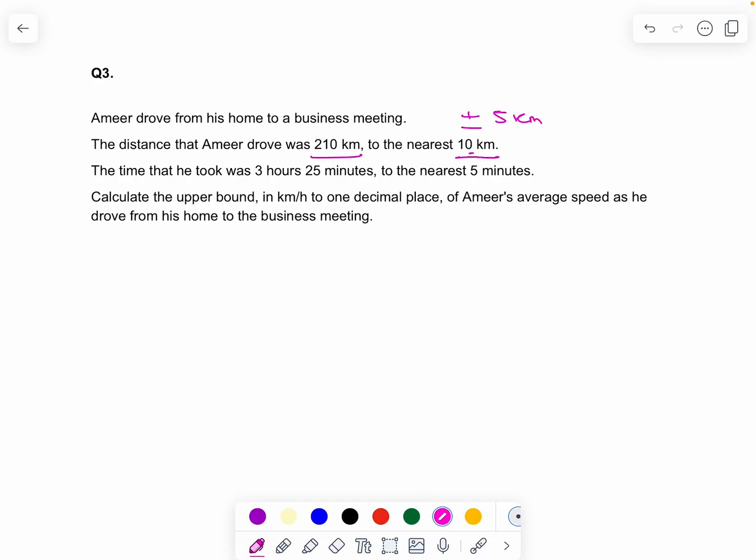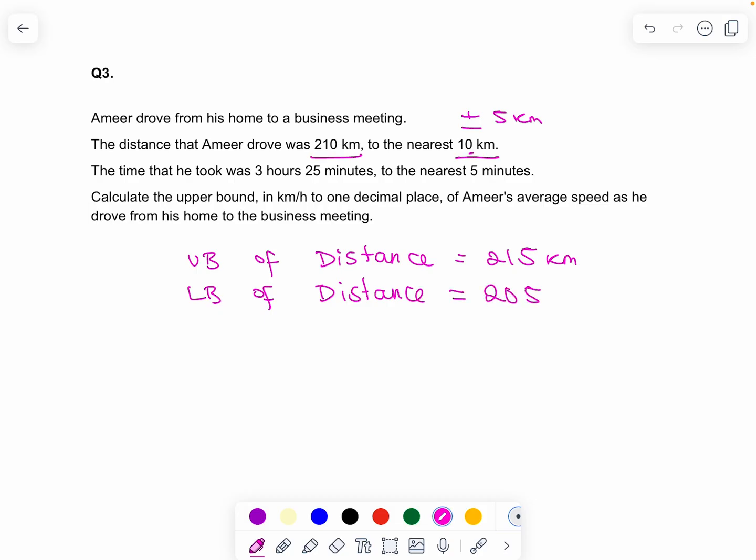So I know that the upper bound of my distance is 215 kilometres, and we don't need the lower bound, but I'm putting it here anyway. The lower bound of my distance is 210, take away 5, which is 205 kilometres.